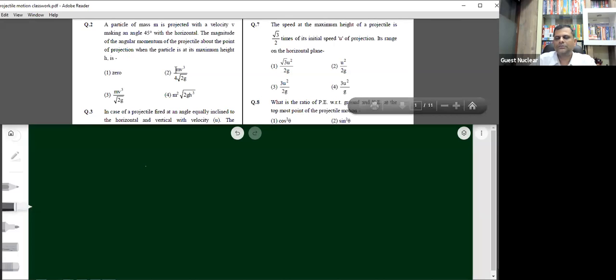See this question number 2 here. Try it and read it once first. A particle of mass m is projected with a velocity v making angle 45 degree with the horizontal. The magnitude of angular momentum of the projectile about the point of projection when it is at the highest point or maximum height h is.